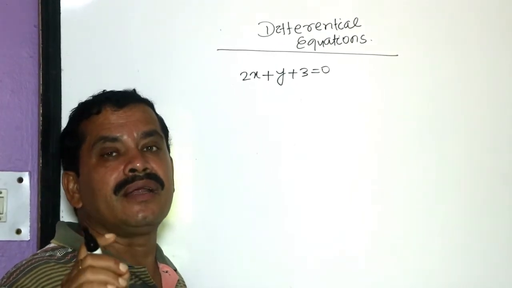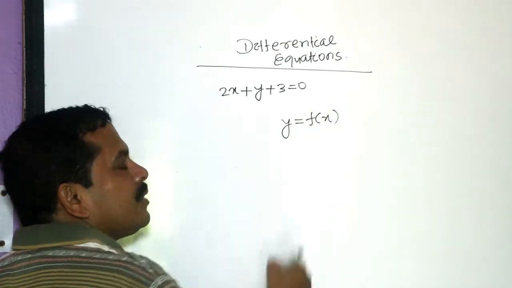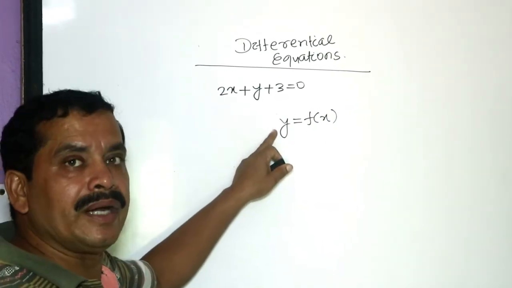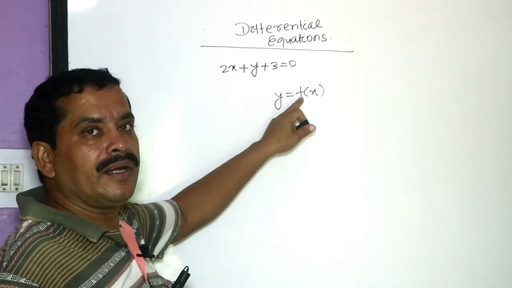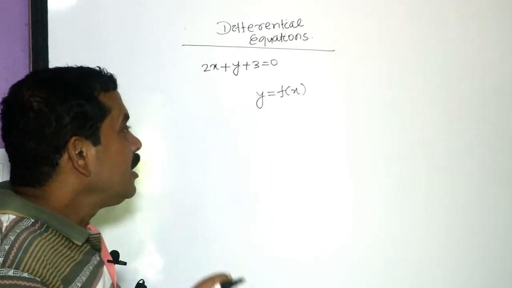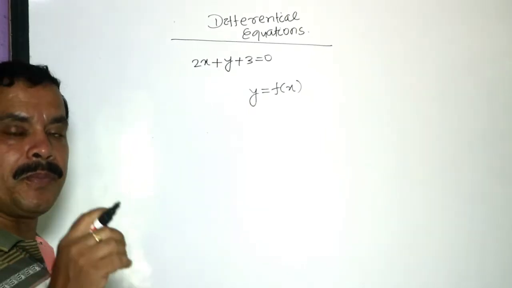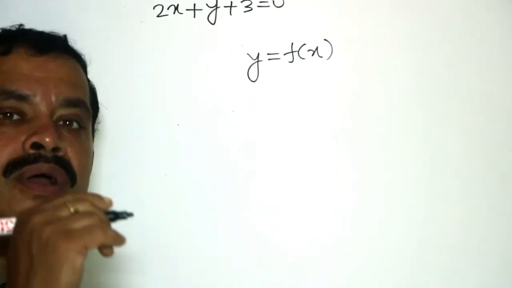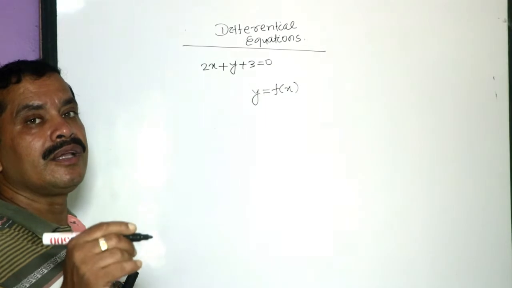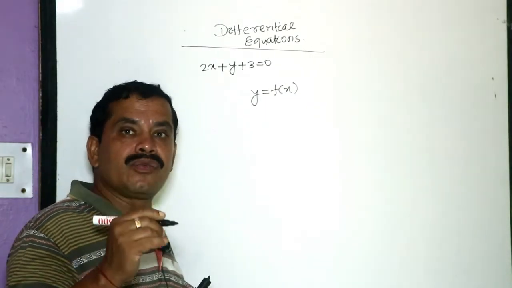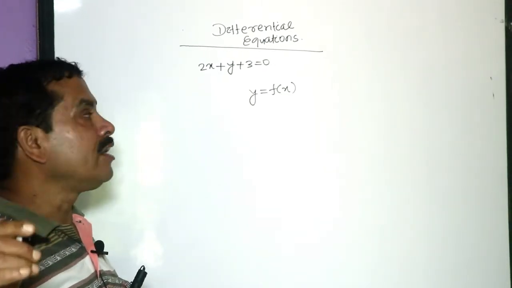What is a differential equation? If y = f(x), here y is the dependent variable and x is the independent variable. Here y is dependent, x is independent. If an equation involves the derivative of a dependent variable with respect to one or more independent variables, it is known as a differential equation. That means an equation which involves the derivative is known as a differential equation.